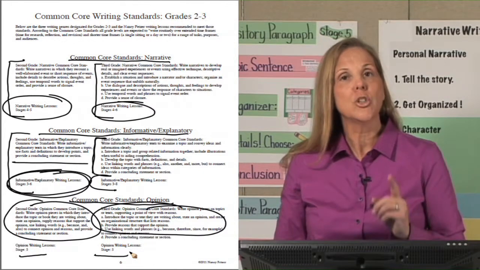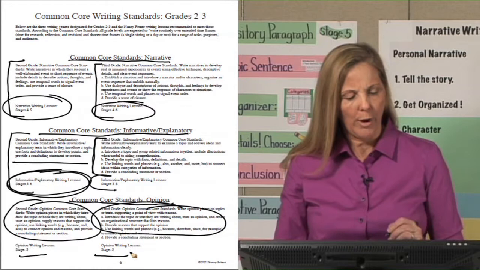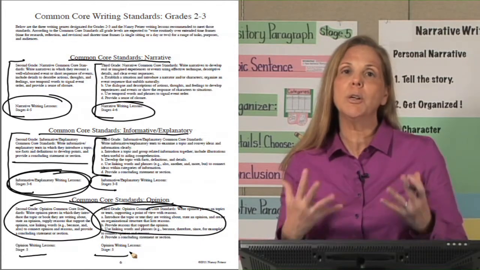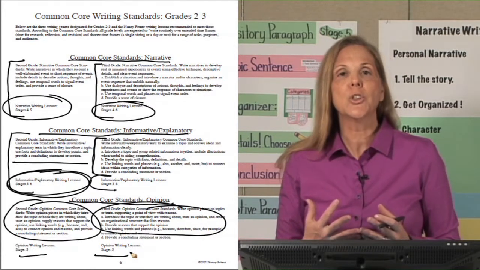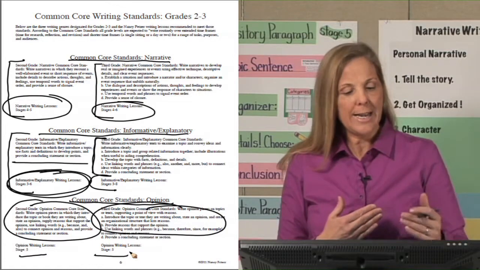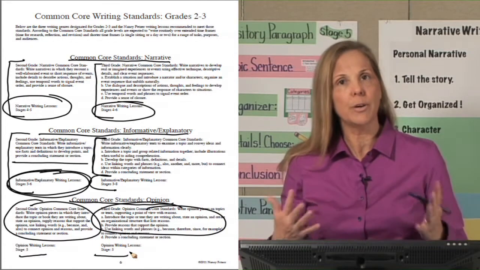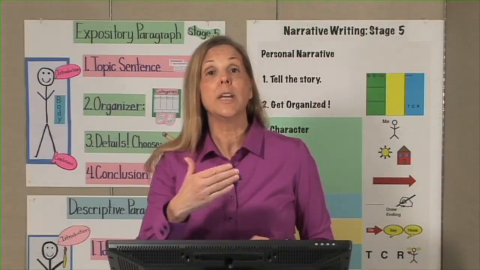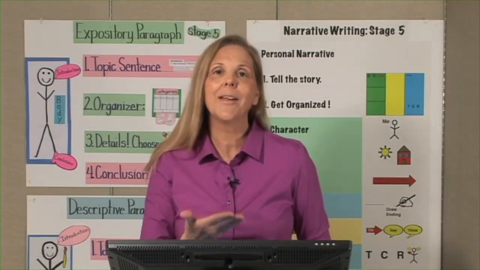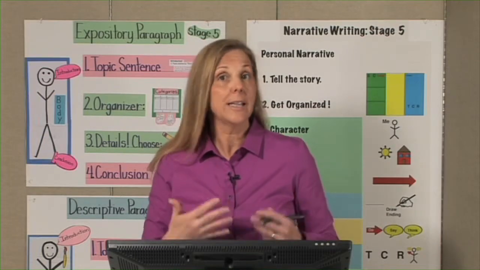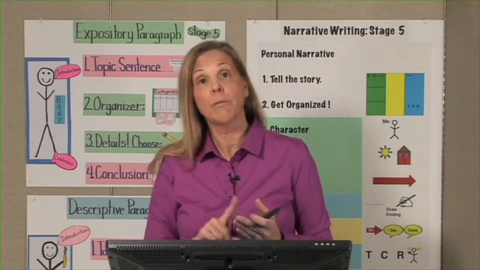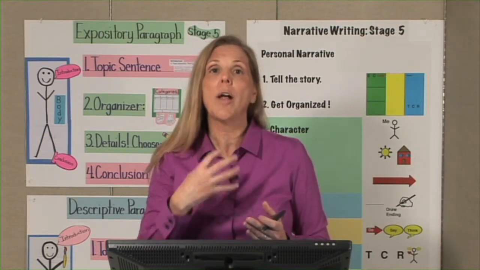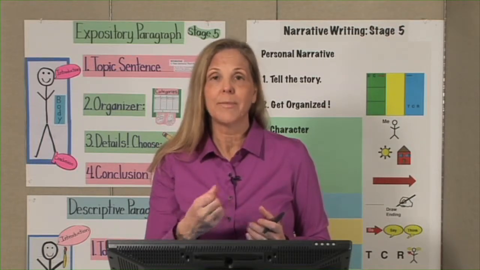Before I leave this page, I want to make one more point, and that is, in the Common Core, what they're looking for is for children to be able to write any of these 3 genres in 2 different ways. One is on demand. That means that you would give your students a writing prompt, and then they would be able to write a narrative, an opinion, or informative explanatory on their own independently.